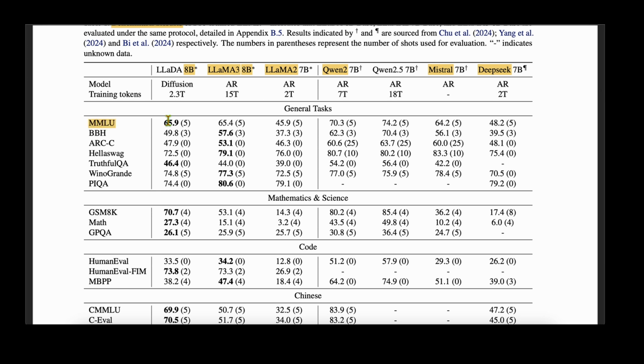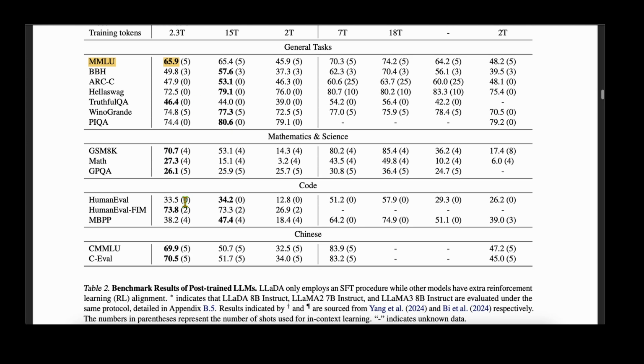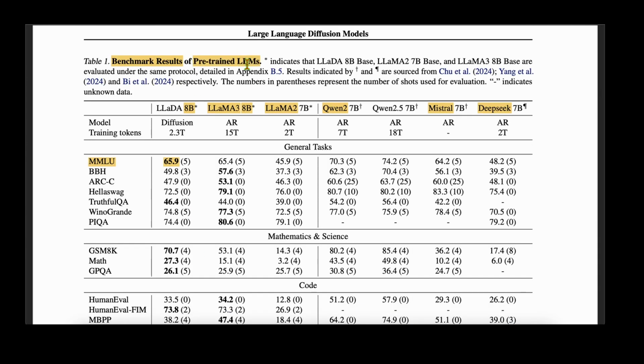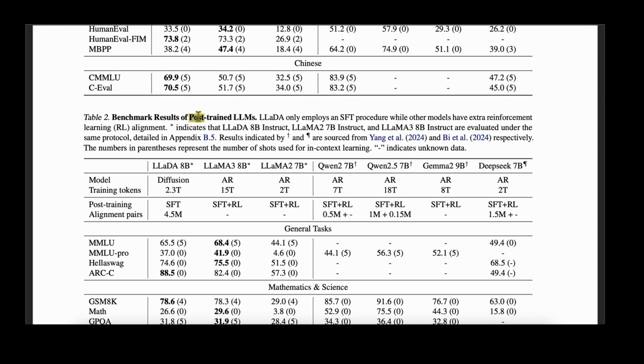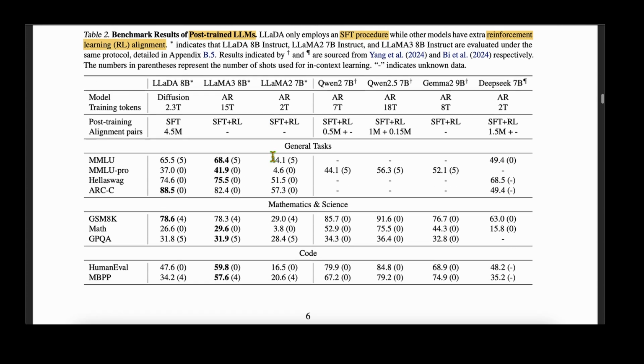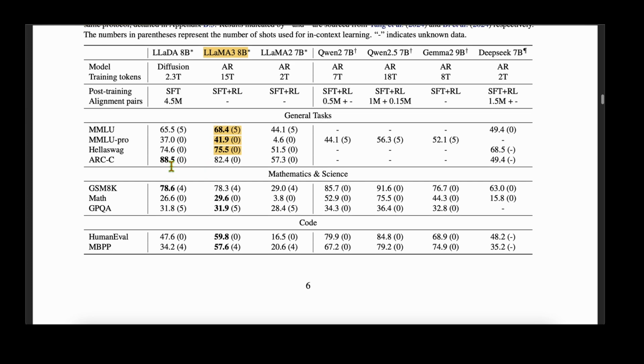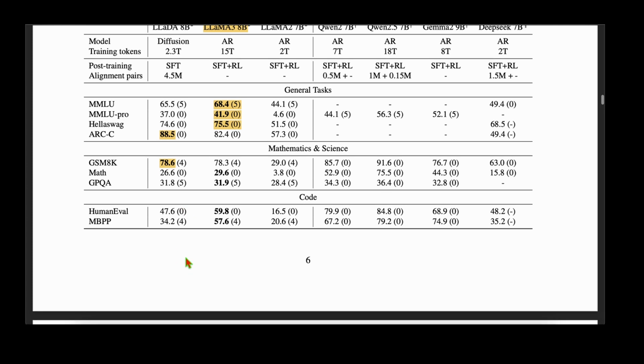And we can see that on MMLU, LLaDA 8 billion is slightly performing better than the Llama models, but across the board we can see that the performance is very competitive, and this is with the pre-trained LLM, and they've also compared the results for post-trained LLM. So one thing to note is that LLaDA only employs a supervised fine-tuning procedure, but the other models have reinforcement learning, which is quite a powerful technique to improve the models. It's not a surprise here that Llama 3 8 billion is doing pretty well because it's been fine-tuned with reinforcement learning, but still the values are pretty comparable and it seems to do a pretty good job.